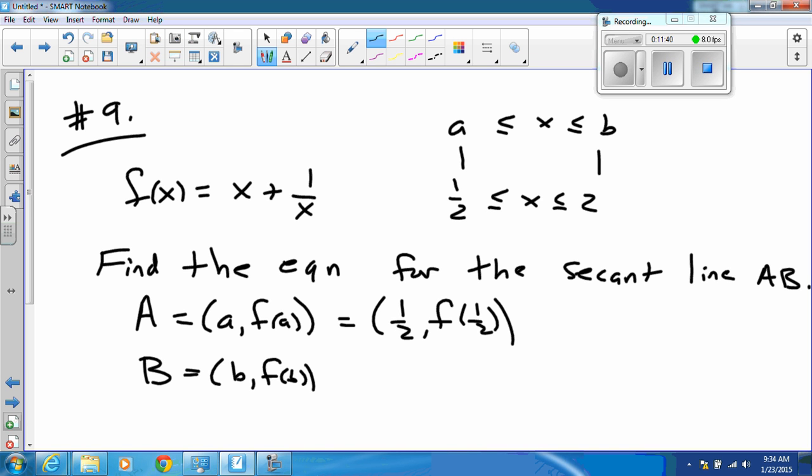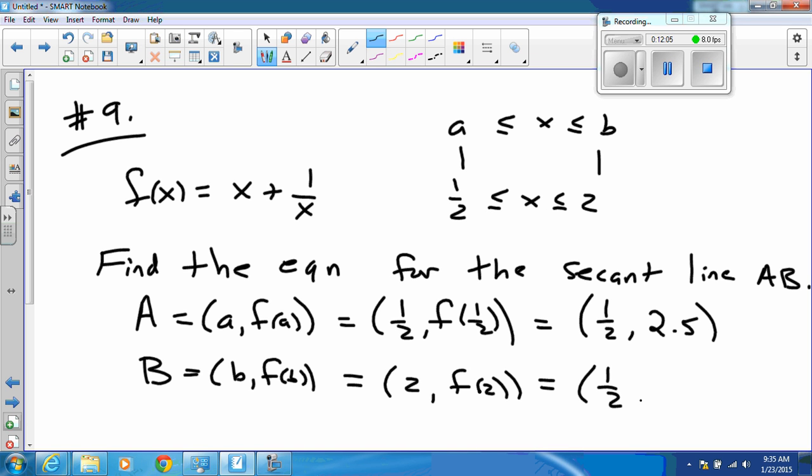Can you compute f of 1/2? Of course you can. What do you get? Two and 1/2, 2.5. And we do the same logic here. We get 2, and what is f of 2? Also 2.5, which is kind of interesting. Almost like they planned it that way or something.